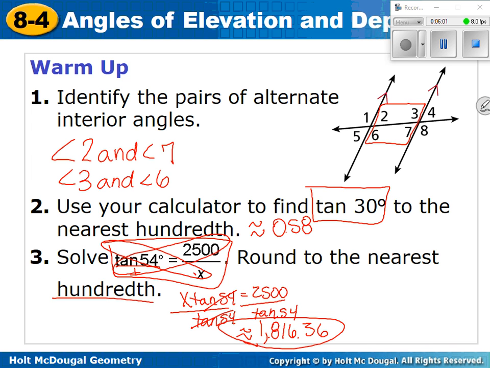You have x times the tangent of 54, which is what we had here. And then 1 times 2,500, which is 2,500. And then to get x by itself, you divide by the tangent of 54, because this is x times the tangent. The opposite of multiplication is division. Does that make sense?